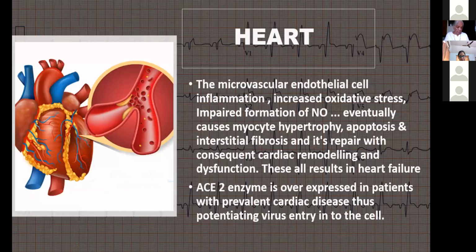Next one is the heart. There is endothelial cell inflammation, increased oxidative stress, and impaired levels of nitric oxide. All of this leads to myocyte hypertrophy, apoptosis, and interstitial fibrosis. All of this leads to heart failure. It is also to be noted that the ACE2 enzyme is overexpressed in patients who have prevalent cardiac disease. Therefore, it potentiates the virus entry into the cell.